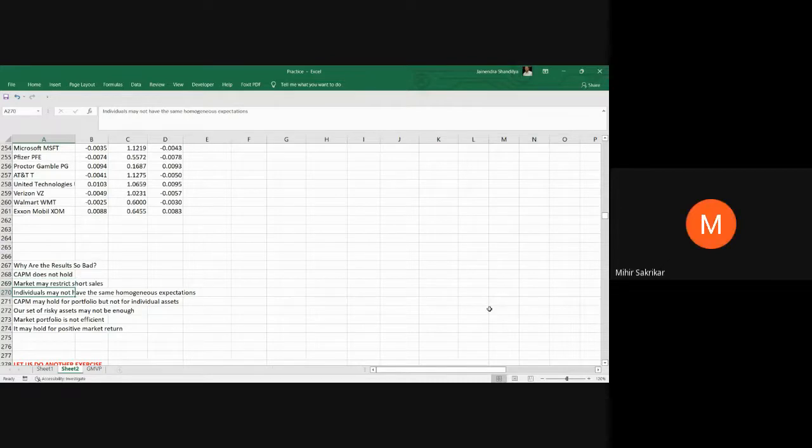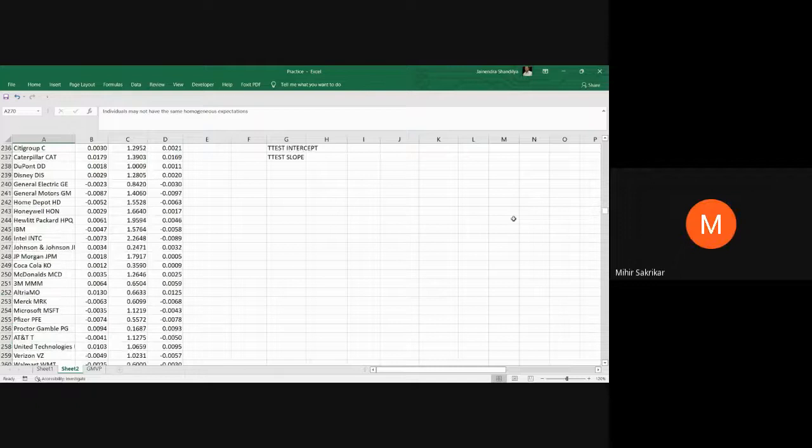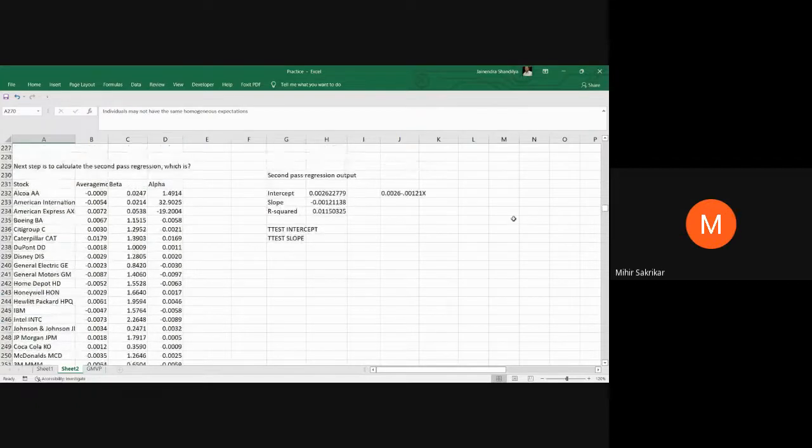Sir, while using this alpha, beta, and R square, why didn't we use the tool in Excel which is available and gives instant results? What you're saying is, instead of calculating it by hand, why didn't we use the tool in Excel where you can use linear regression? Okay, yeah, I got you.